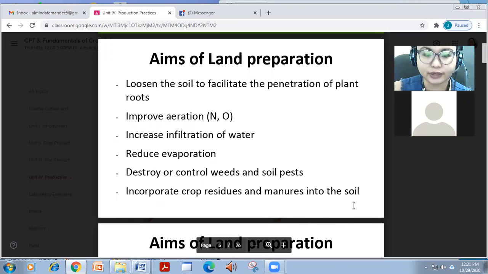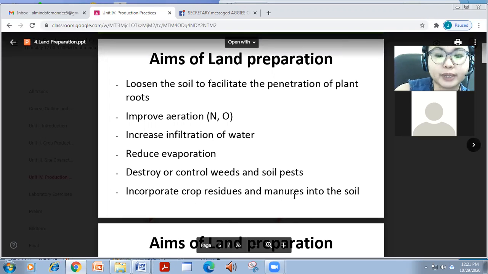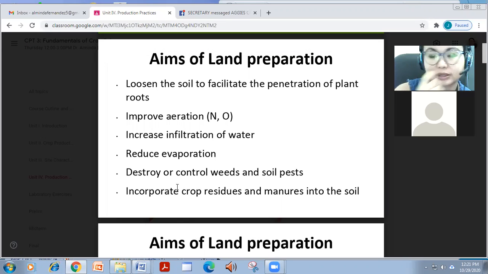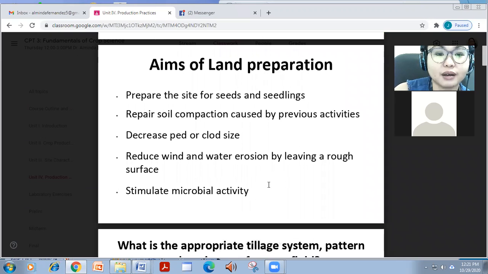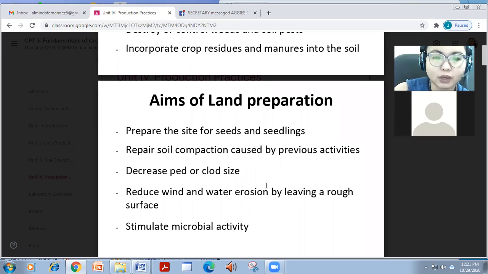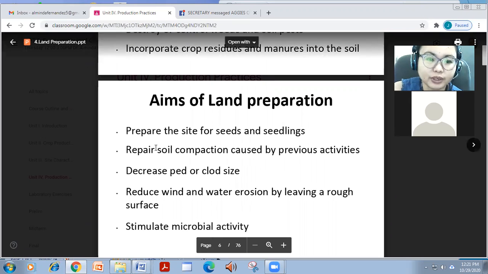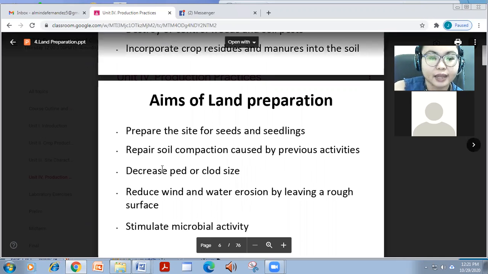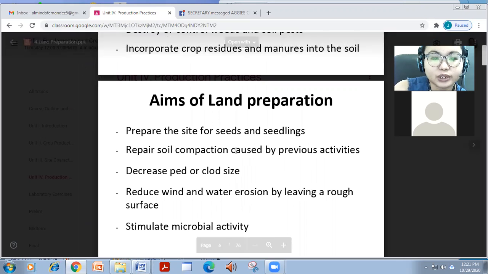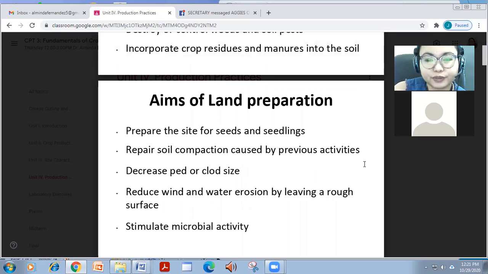the soil. So if there is dead organic matter or manures in the soil, with tillage operation, it can be mixed throughout already. So there are a lot of aims in land preparation. That's why we always till the land before planting. Some more are to prepare the site for seeds and seedlings, and repair soil compaction caused by previous activities.